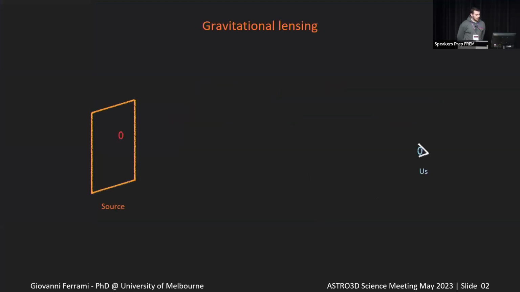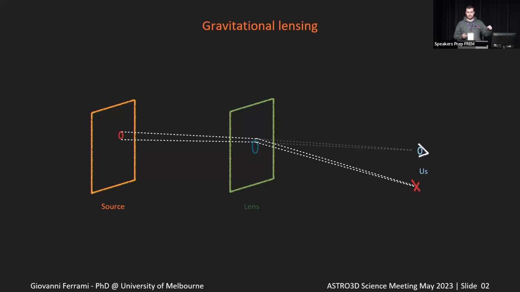So, quick review of lensing. You have on the left a source, let's say it's a galaxy, on the right it's us. You can take a bundle of light from the source and get to our eyes. Let's now introduce a third object in the middle. Let's say it's another galaxy. We call it the lens. And now the same bundle of light that we got before will be deflected by the gravitational potential of the lens in the middle, not coming to our eyes.